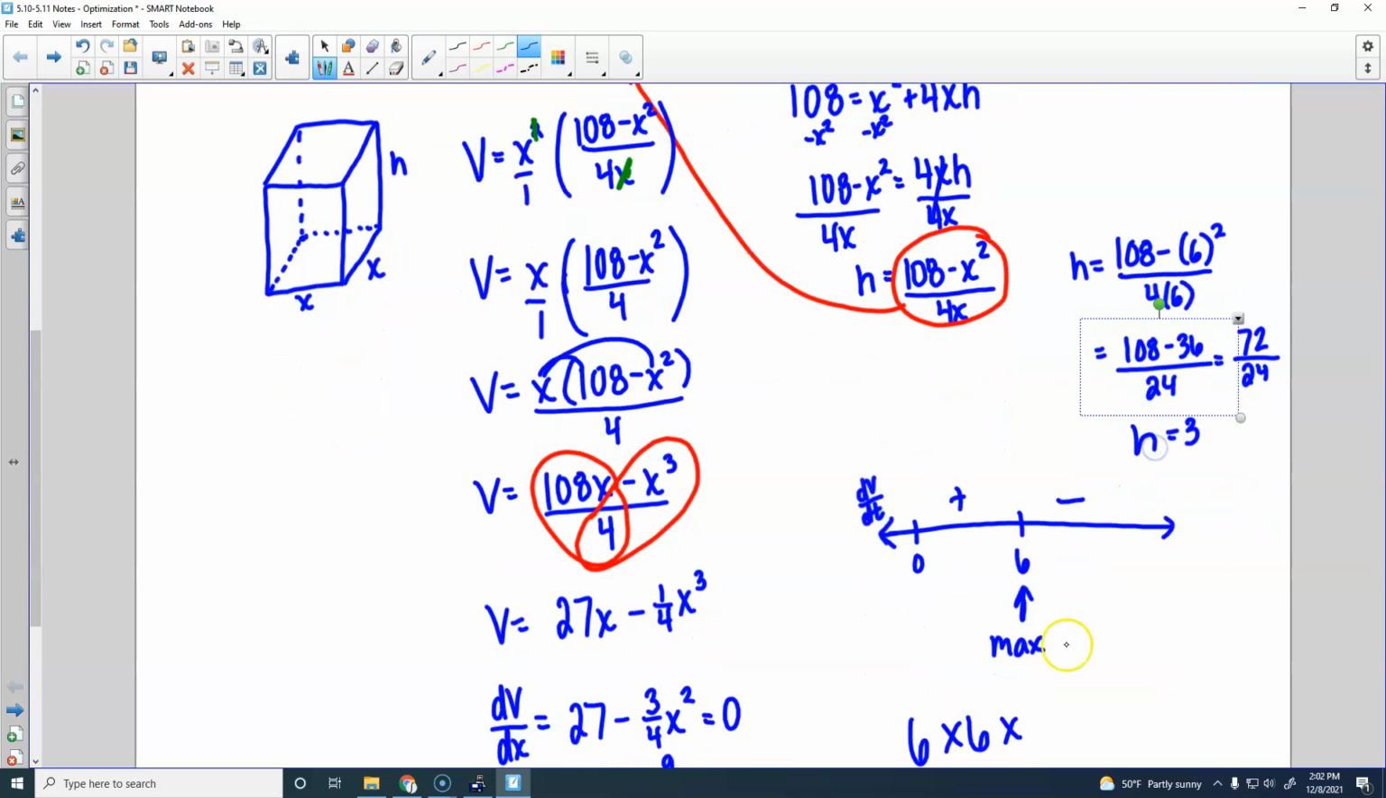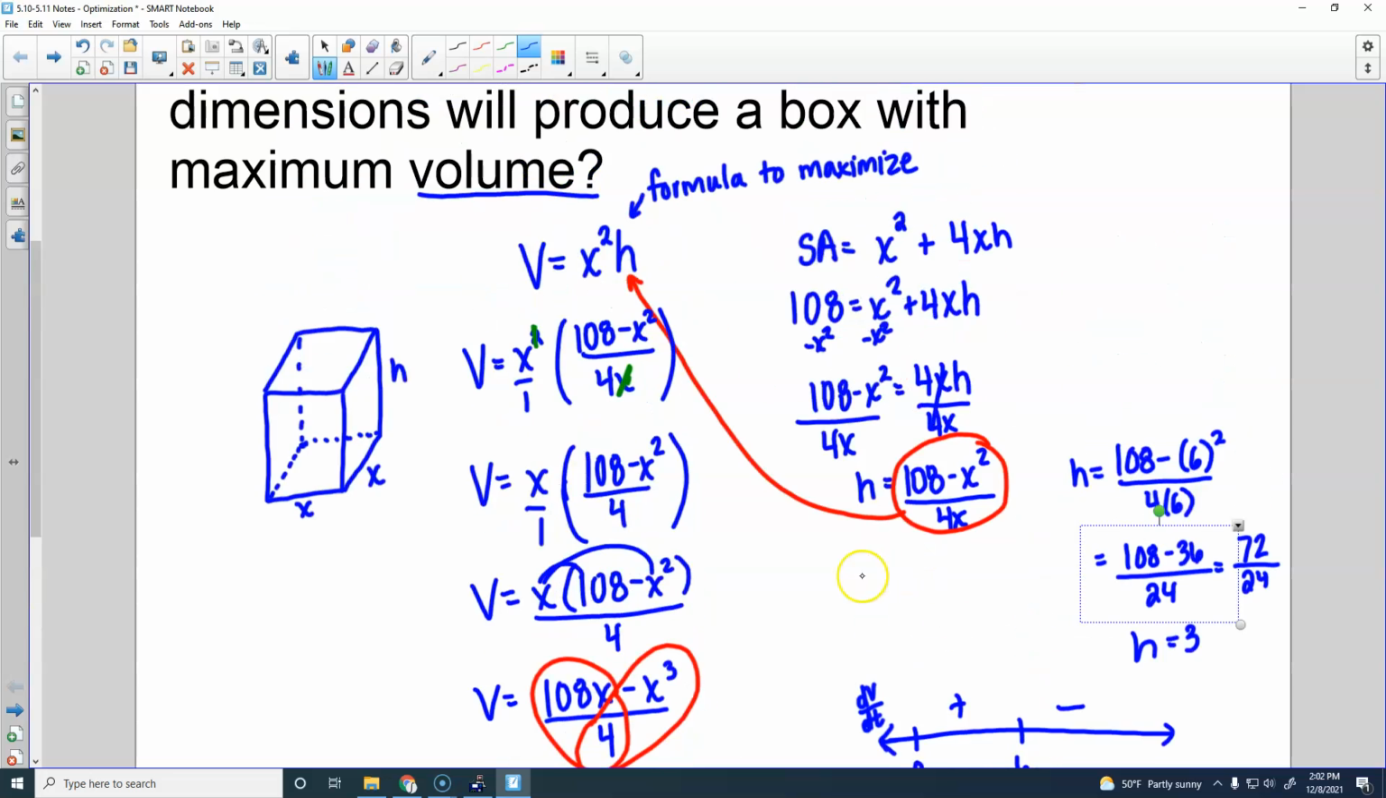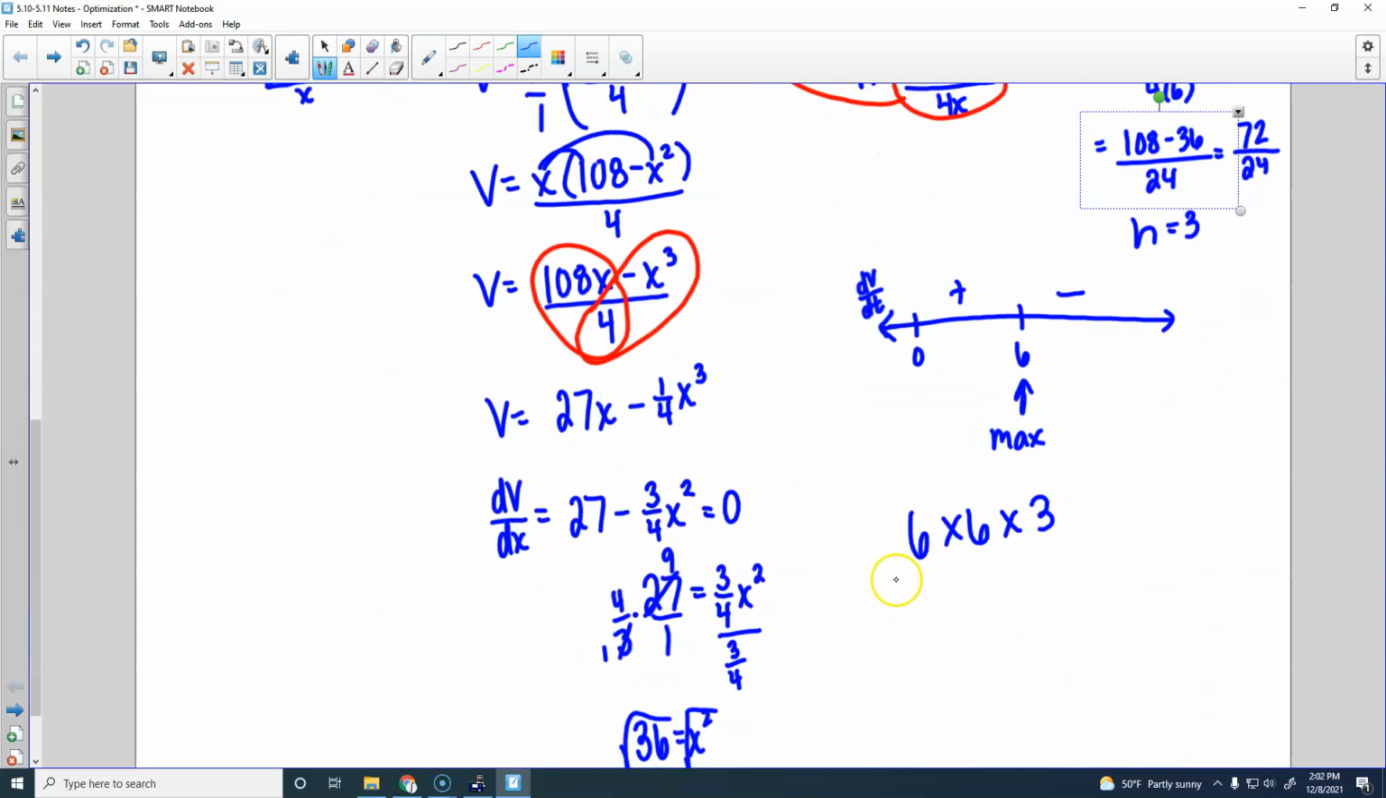So h is 3. So this is feet, or this is inches. So 6 inches by 6 inches by 3 inches would give us the maximum volume.